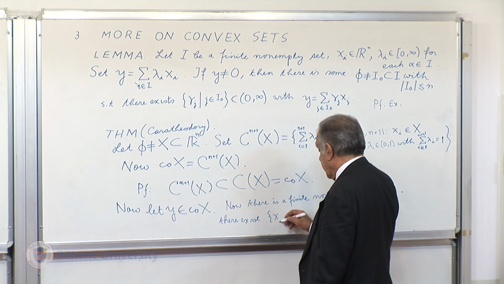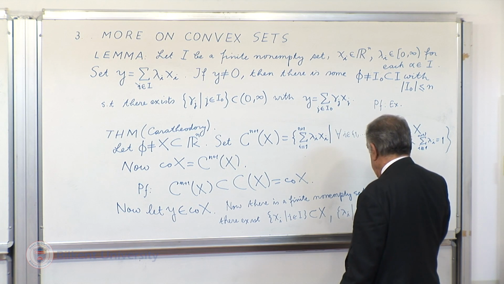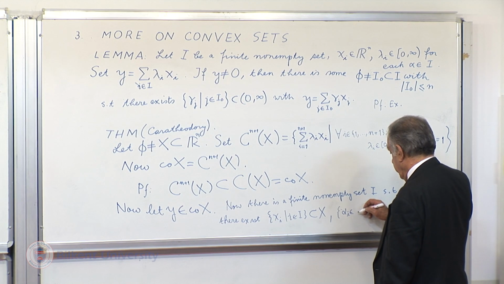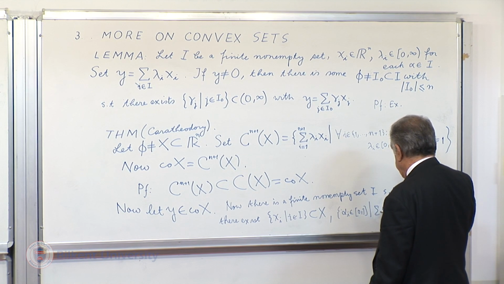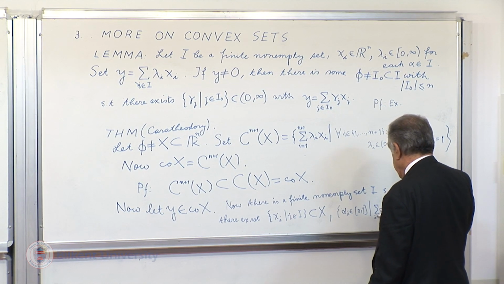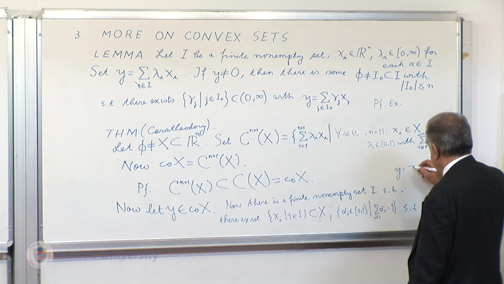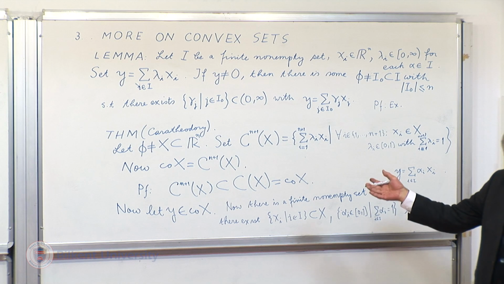Now first, x_i, i in I, this is in x, lambda_i, or let me write here alpha_i, in [0, 1], such that the sum of alpha_i's, i in I, is equal to 1, such that, let me write it here, this y is equal to the sum of alpha_i x_i, i in I, since the convex hull is equal to C(x).